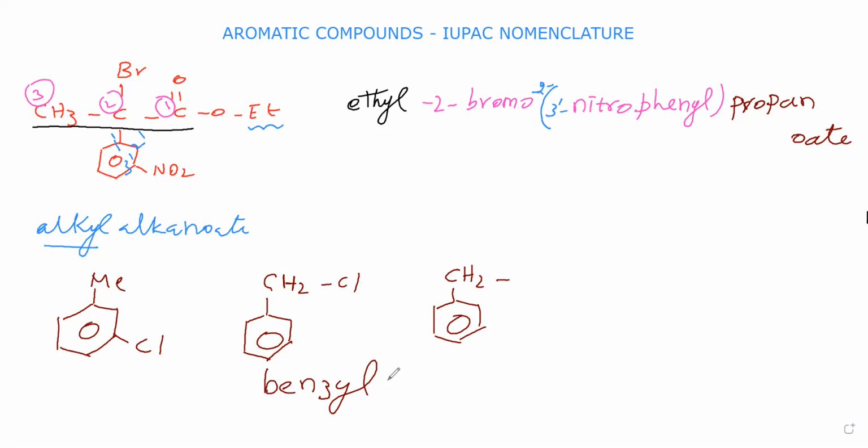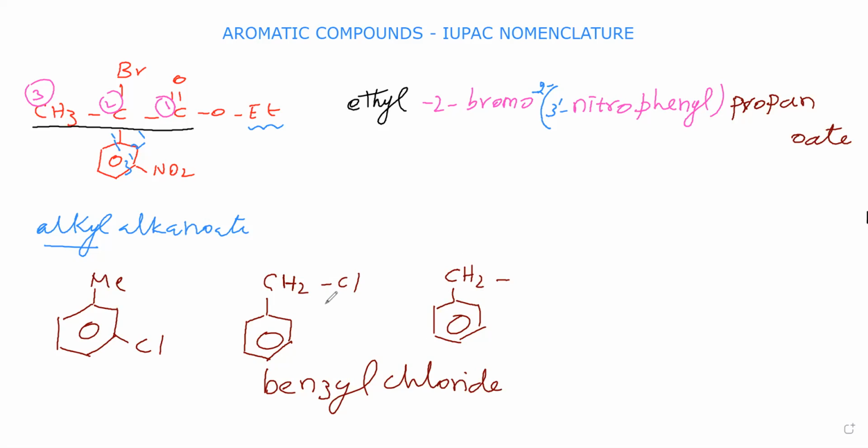The Cl name we are saying as chloride. So this name is benzyl chloride. This C6H5CH2 name is benzyl. The Cl name is called chloride. So this name is benzyl chloride, we can say.